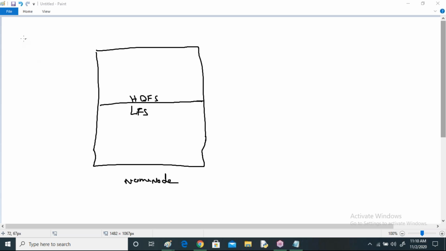I said that in Hadoop, data is stored in the form of files, like f1.txt. This file is going to be divided into blocks. Where are these blocks stored? Not in the name node. It is not stored within the name node. It is going to be stored within the data nodes.